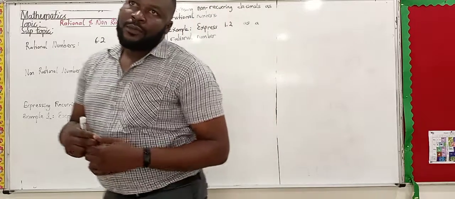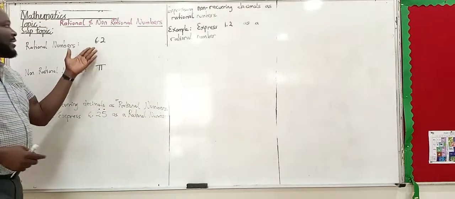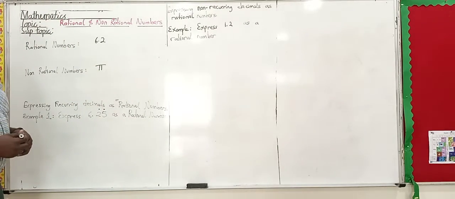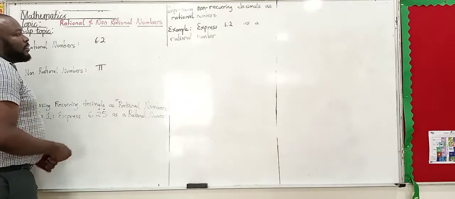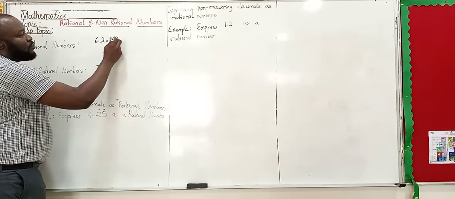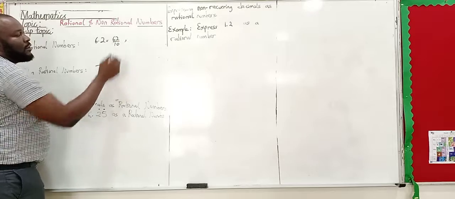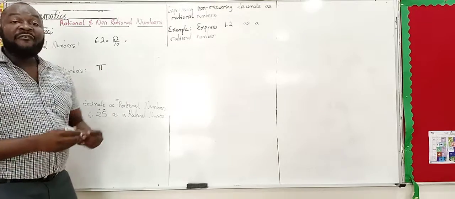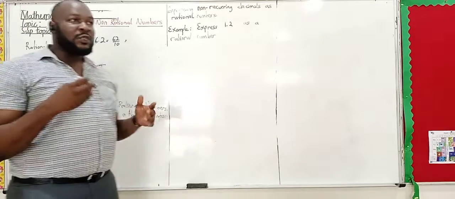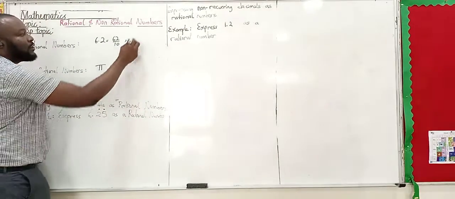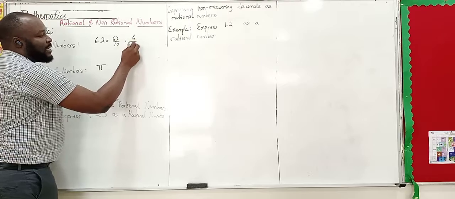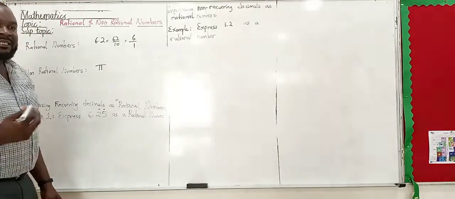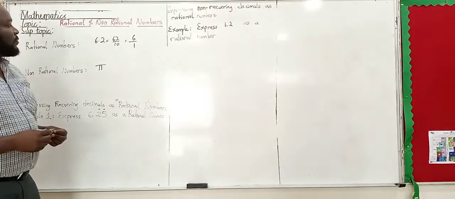An example of a rational number is 6.2. 6.2 can be expressed as a fraction. This becomes what? 62 over 10. Also, every whole number is referred to as a rational number, because if I have 6 as a whole number, it can also be expressed as a fraction. It becomes 6 over 1.